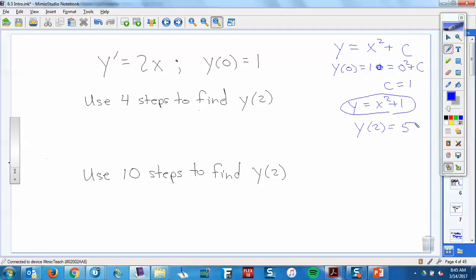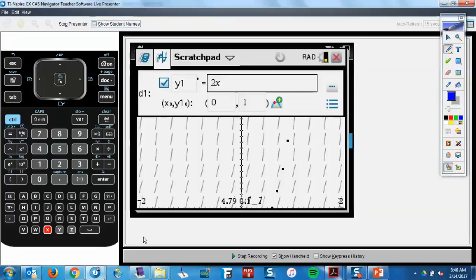We know that. Okay? Now, in Euler's method, it says use 4 steps to find y of 2, use 10 steps to find y of 2. Well, look, we're going to go back to the calculator. So let's go back to the calculator here. And you can do this on yours. And let's go ahead and put in our differential equation. So we got y1 prime equals 2x.